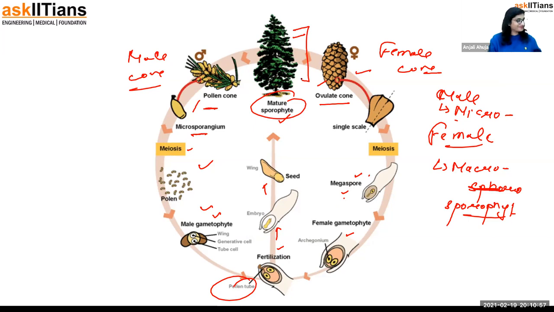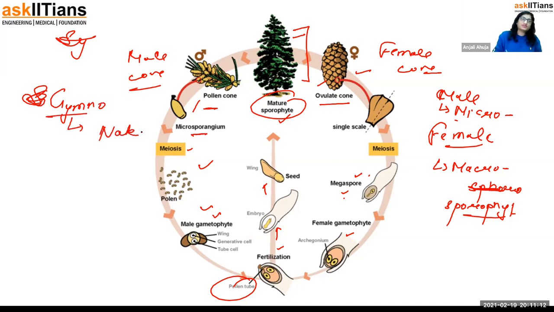Is that clear? Now, guys, I suppose that we are very much clear about the gymnosperm. Gymno itself means naked. Sperm means seed, so naked seeds. Fair enough. So now I suppose that's clear to you.